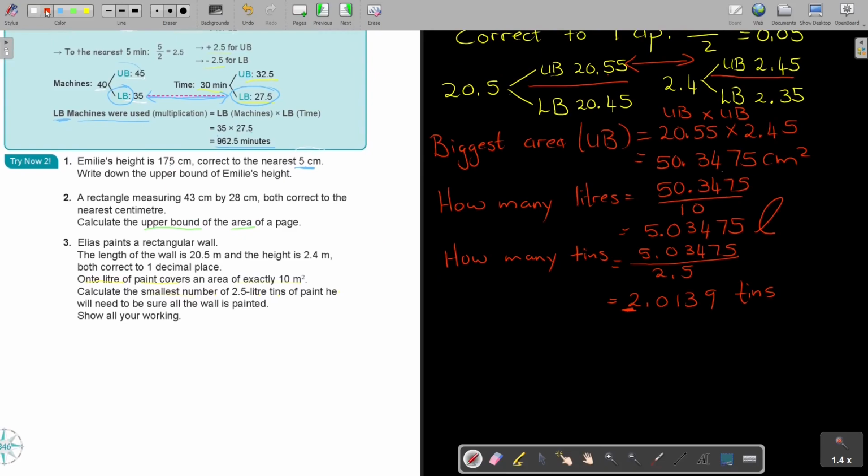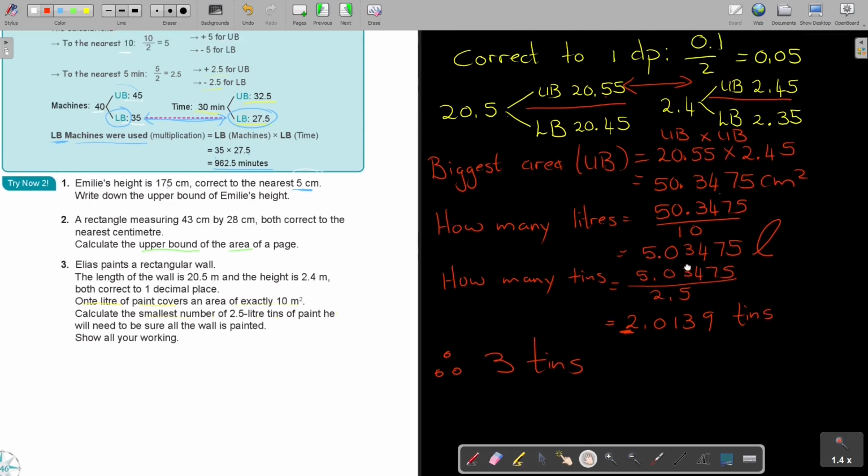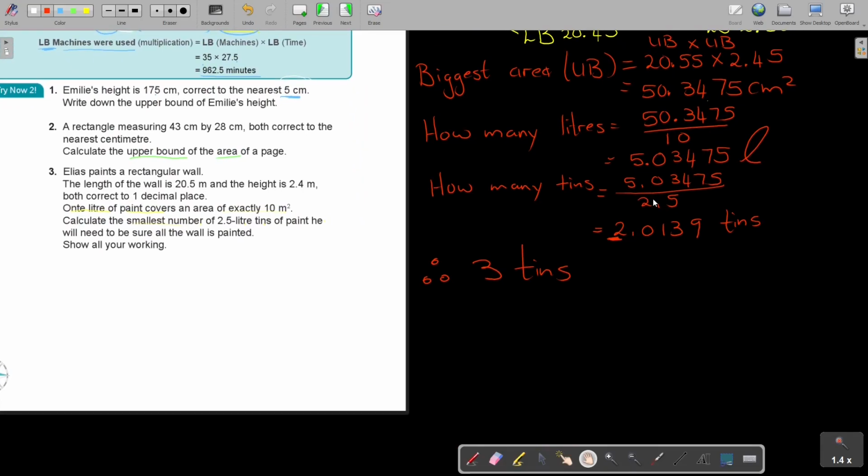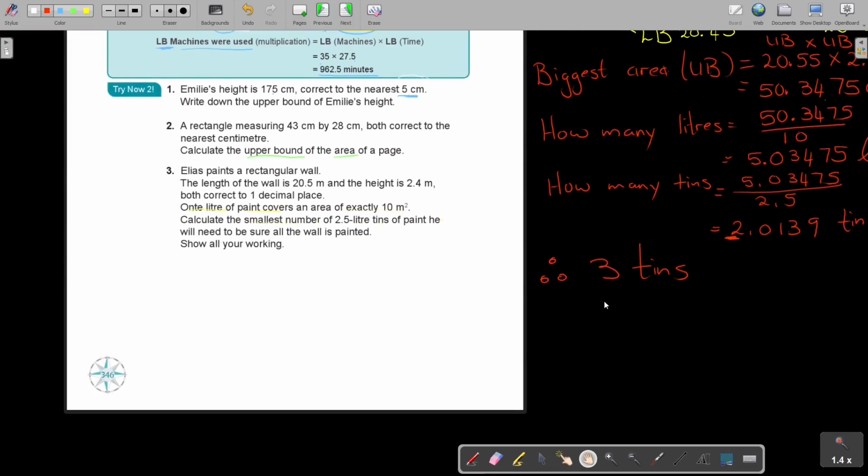So now comes the practical. They say, calculate the smallest number of 2.5 liter tins you will need to be sure to paint the walls. So therefore, 3 tins. He's going to sit with 1 tin, which is almost full, but that's the only way he can paint that little corner there, to make sure the full rectangle is painted. So in this case, we are going to round up. I'll show you later an example, I think in part 2, where I'm going to round down. So always just think of the practical aspect and bring that into your calculation, because that's your final answer.